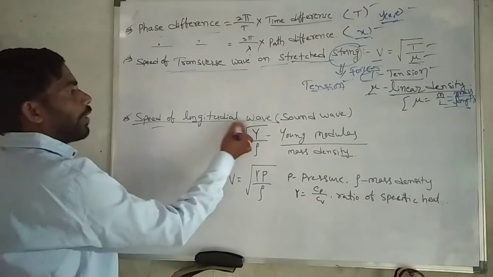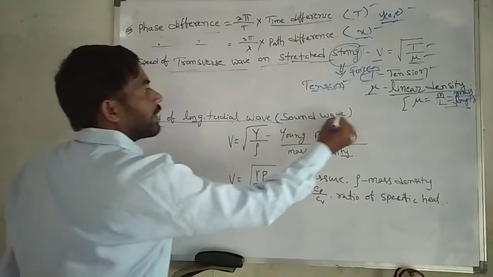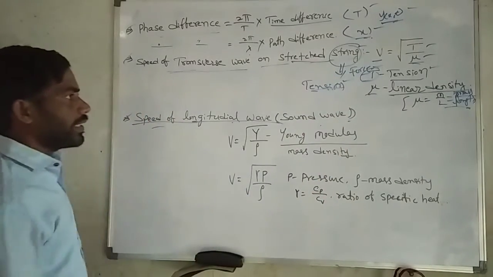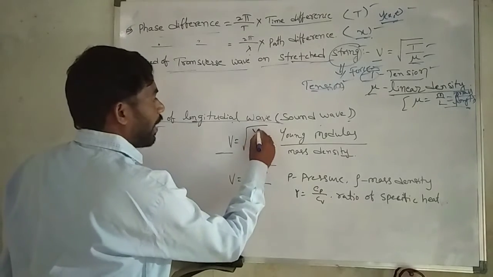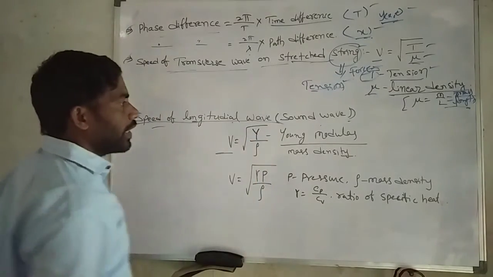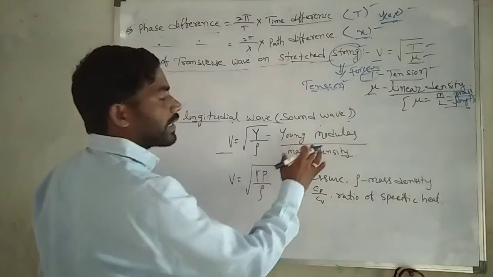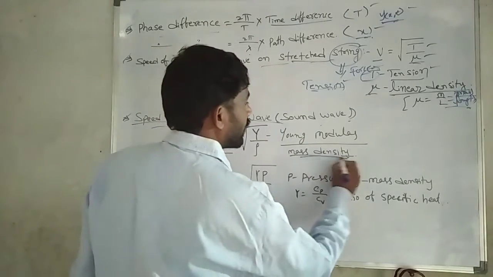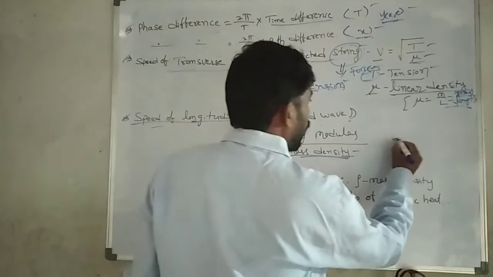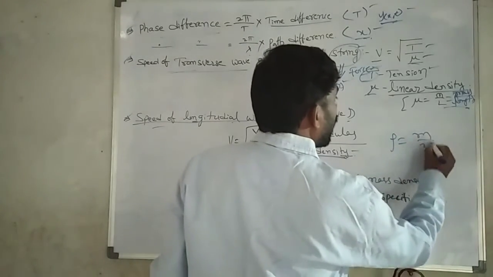Then next one is speed of the longitudinal waves. It generally occurs in the sound wave. We write it as v equal to under root of Y by rho. Y means Young's modulus. We will learn it in the first year. Then rho means mass density. Mass density rho equal to m by v.